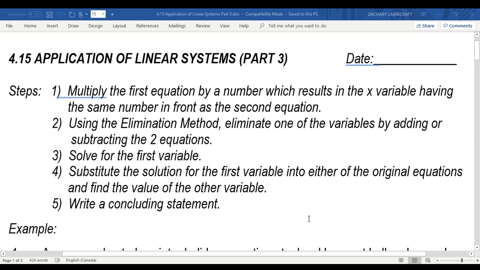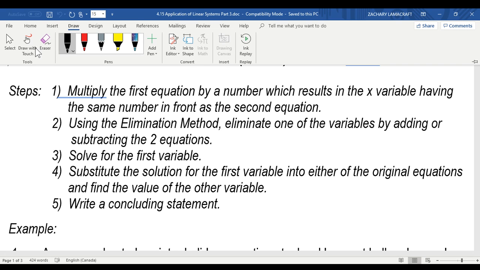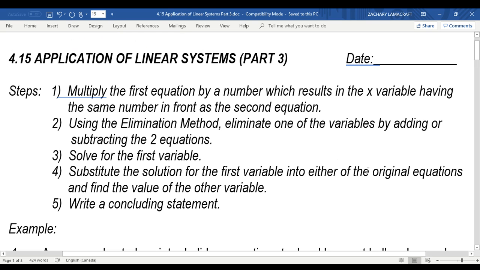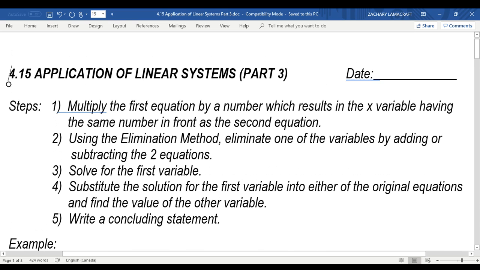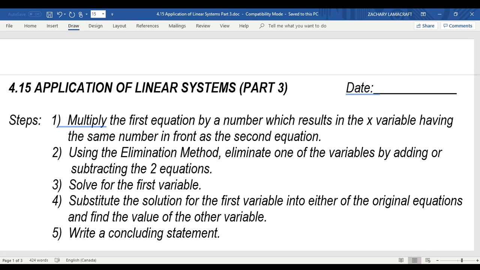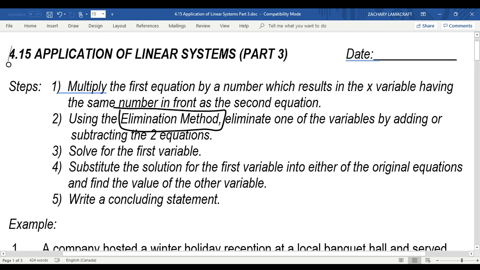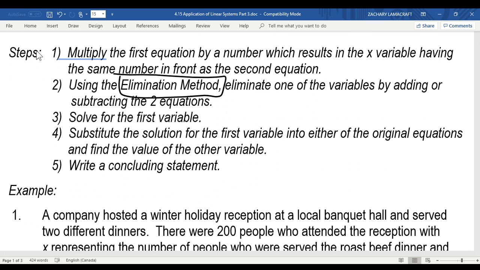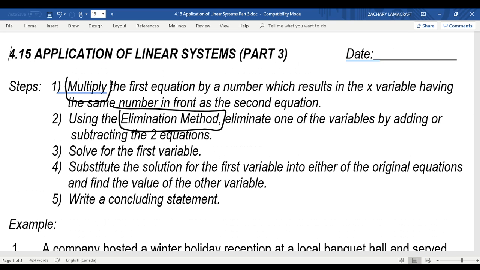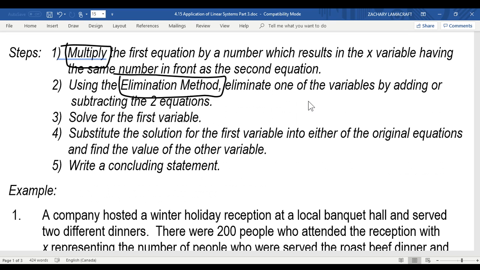Okay, so we are dealing with 4.15, application of linear systems. In this one, we've got a little bit of a tricky one because we're dealing with the elimination method, which we've dealt with prior. But you're going to realize that we're not going to be able to eliminate something right off the bat. So our job is actually going to be to multiply the first equation by a number that will result in either our x or y being eliminated, okay? And I'll show you what we mean by that.